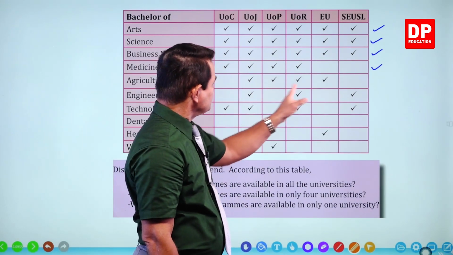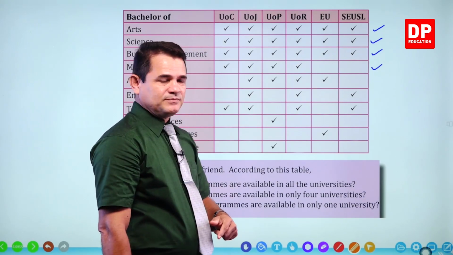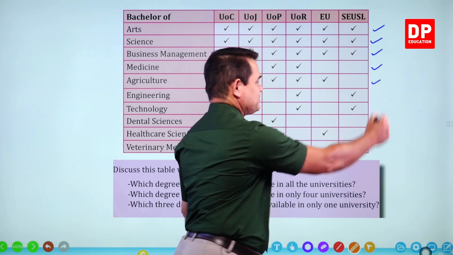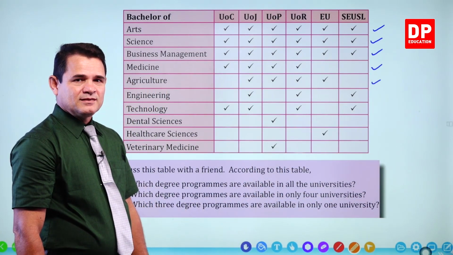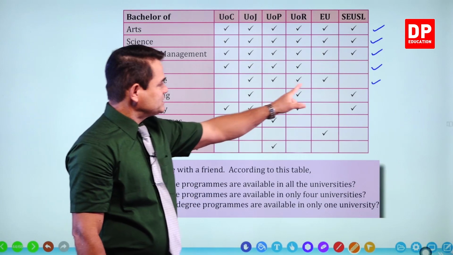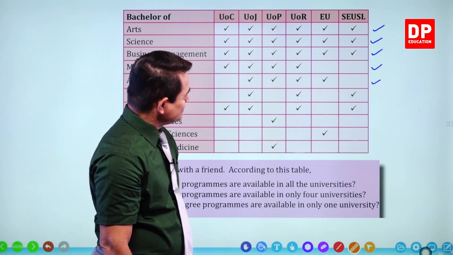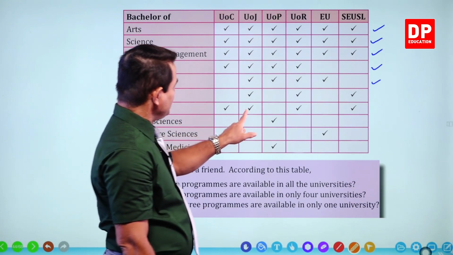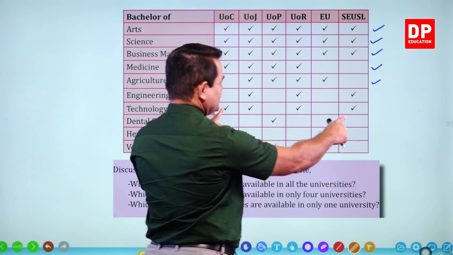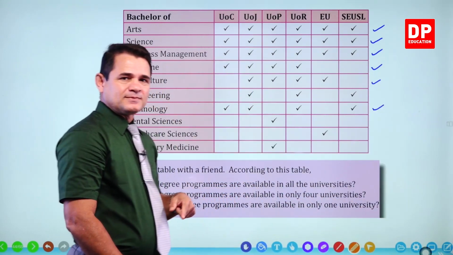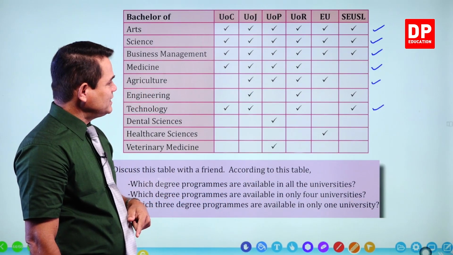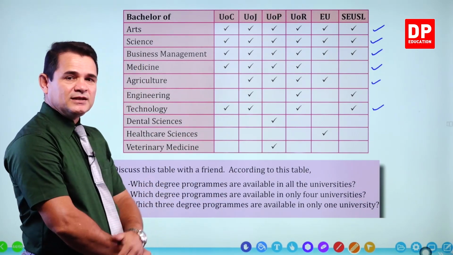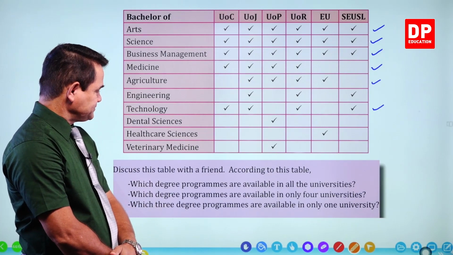And this one, agriculture, only in these 4 universities. Agriculture is in only these 4 universities. And also technology, 1, 2, 3, 4. That is also in only these 4. You can just look at the table and say. So then these 3 programs are only in these 4 universities.